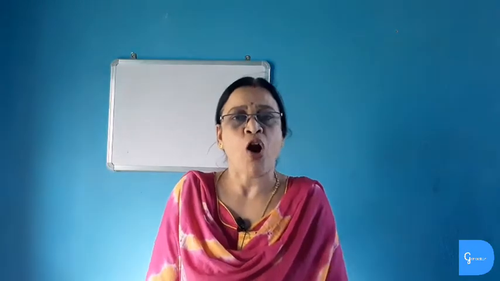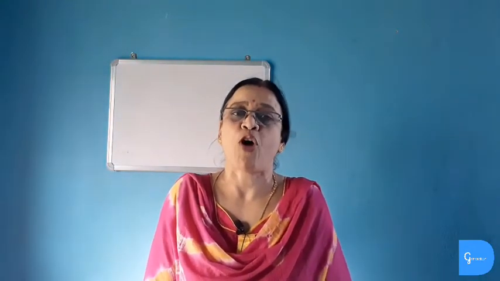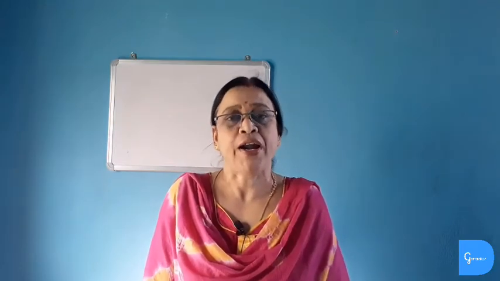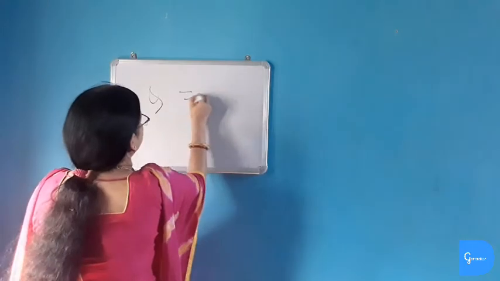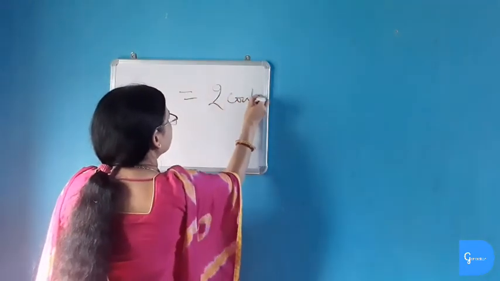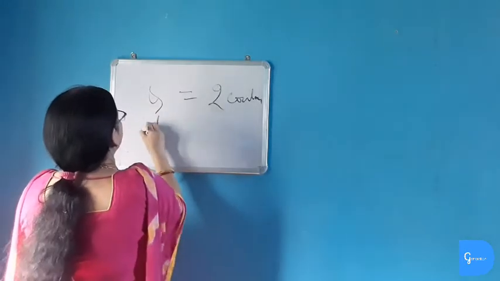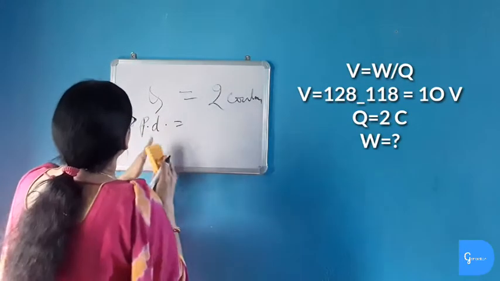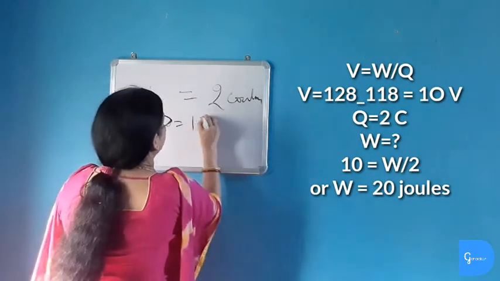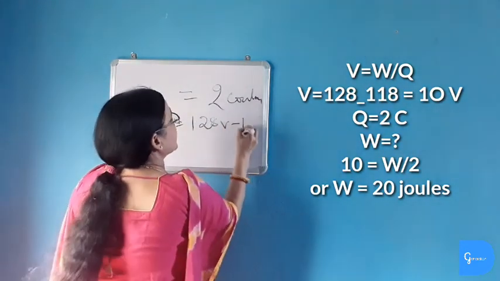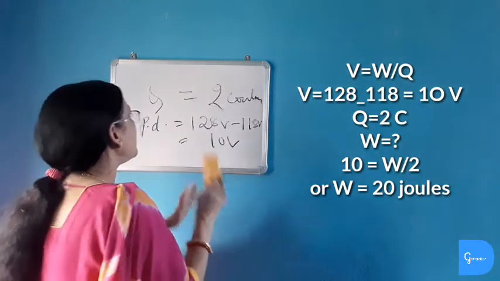Number 1. How much work is done in moving 2 coulomb of electric charge from a point of 118 volt to 128 volt? Here the quantity of electric charge is 2 coulomb, given. What is potential difference, which we have studied? Potential difference means difference of electric potential between 2 points. So 128 volt minus 118 volt is equal to 10 volt. So potential difference is 10 volt.